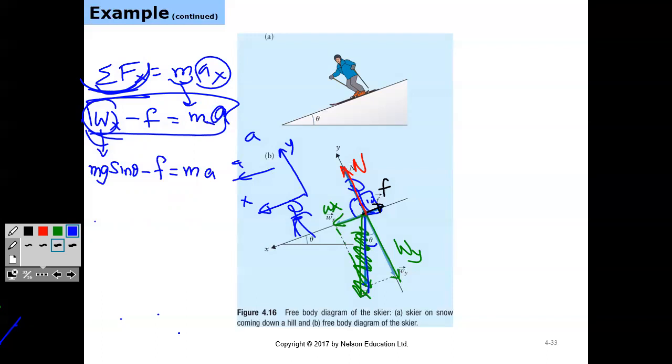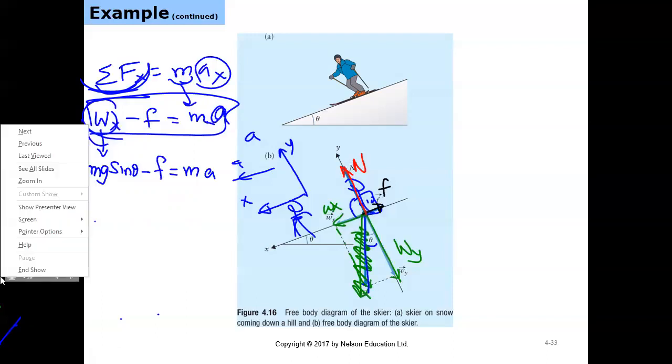Is this mg sine theta okay? F is okay. M, A, fine. Now this is over. Suppose I know M, I know theta, and F is given, I can find the acceleration. So the calculation part is done now. If someone asks you to find acceleration, this is given, this is given, this is given, so you can find acceleration.